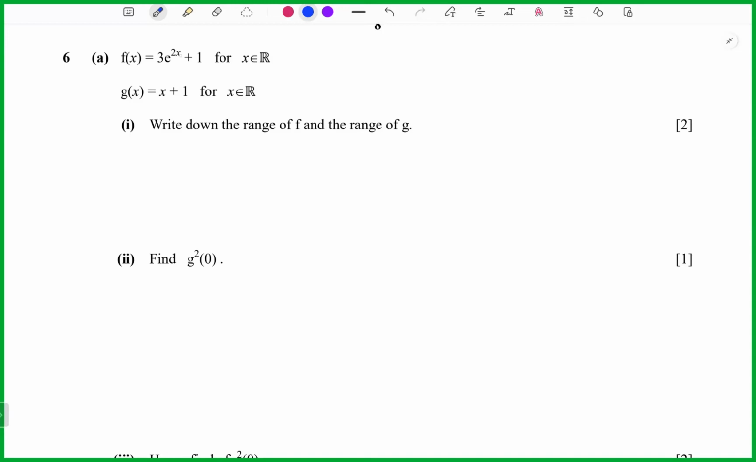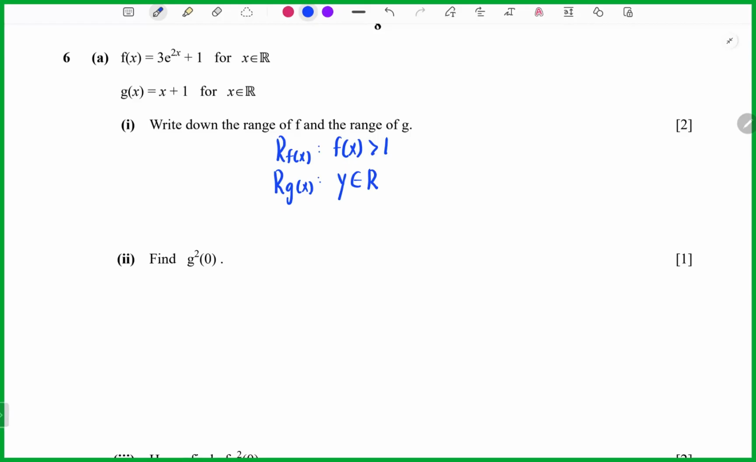Okay, as we know, this is an exponential function, right? Because it moves one unit, it means what? So the range of f of x will be more than one. So you can write here f of x will be more than one. And then the range for g of x, okay, y is a subset of the real numbers.